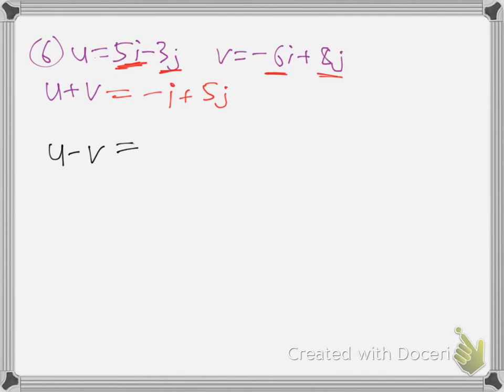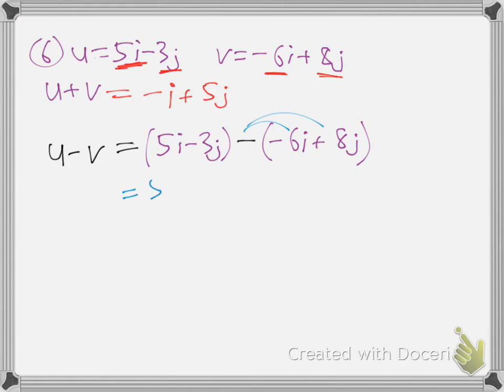So you'd have to go, okay, vector u first, which is 5i minus 3j, minus vector v, which is minus 6i plus 8j. Like that. So u minus v, like that. And then you know what to do with a minus sign in front of parentheses. It just distributes, and then it's the same, huh?